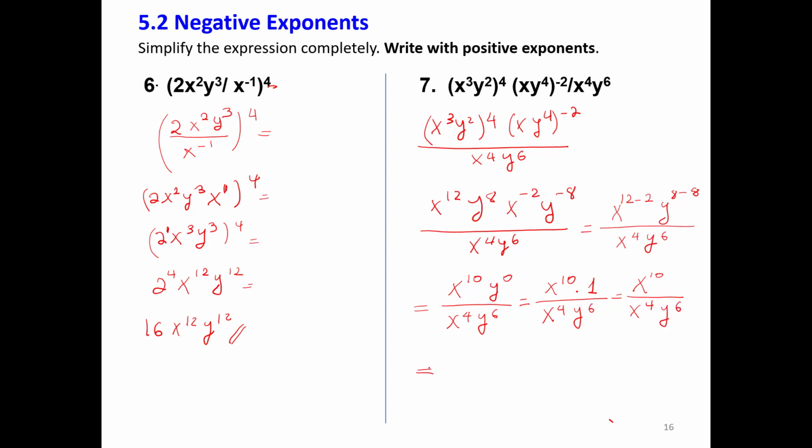Now we can simplify. Yes, we can apply the quotient rule. We have the same base, and what we have to do is subtract the exponents. 10 minus 4 is 6. And here we don't need to do anything with the exponents because all the exponents are positive. Yes, we have x to the 6 divided by y to the 6. Both are positive, so this is the right answer.